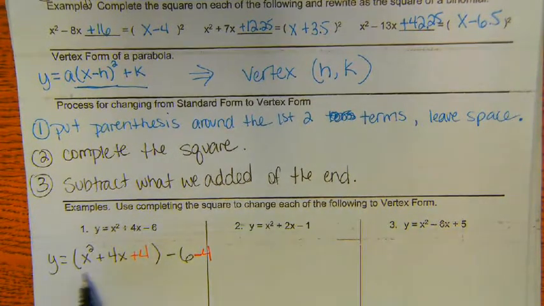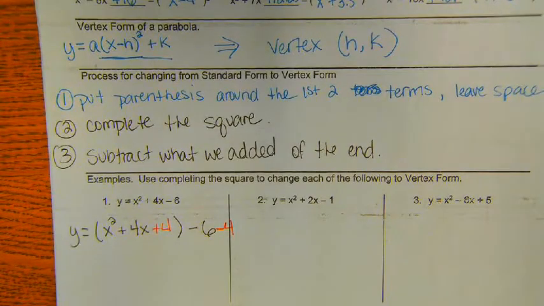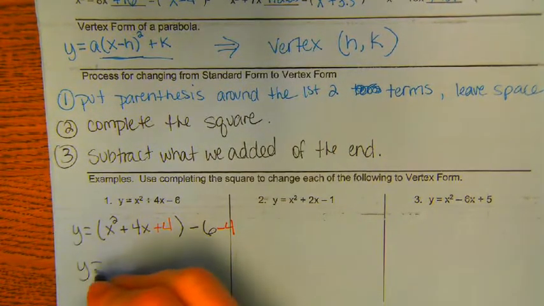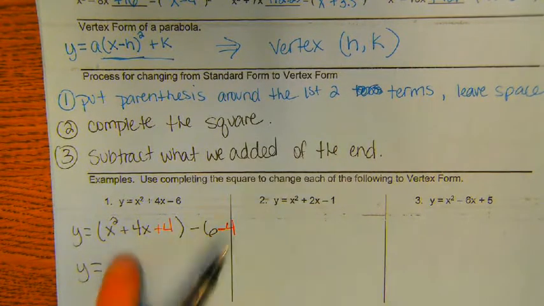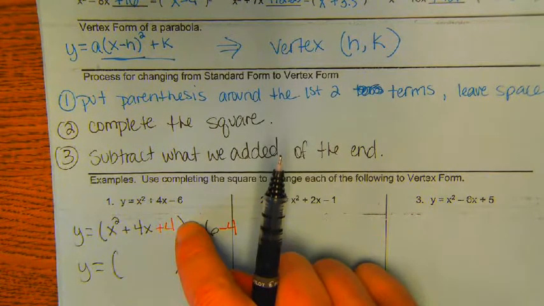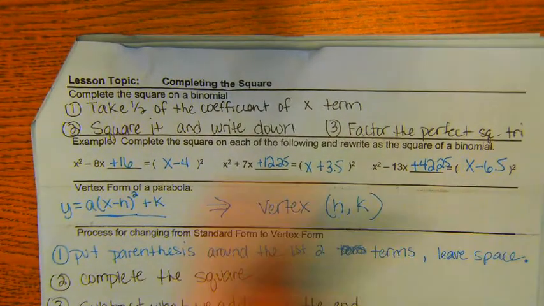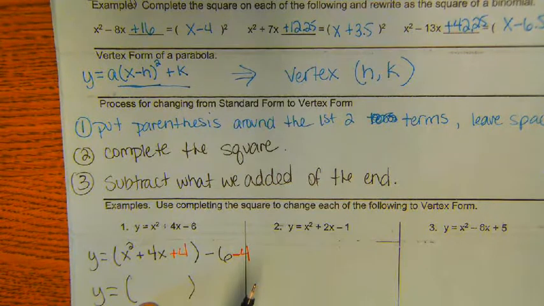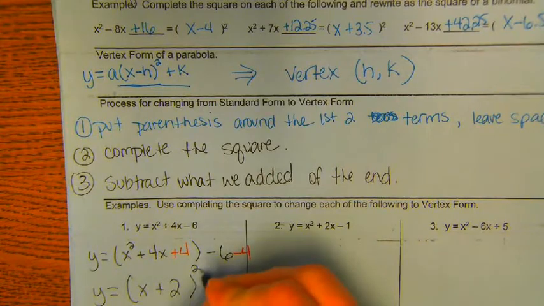Cody, how would you factor x squared plus 4x plus 4 then? How do you factor that? Come on, we were just doing this. No problem. X squared plus 4x plus 4. What does that factor into? Mitch? X squared plus 4x plus 4. What does that factor into? X plus 2 squared.